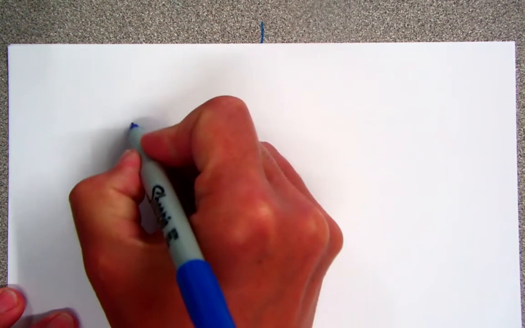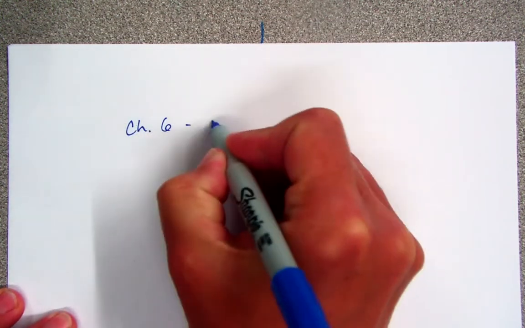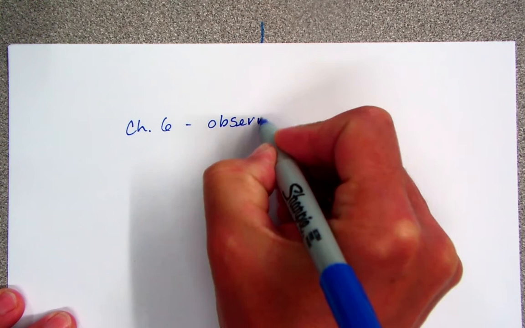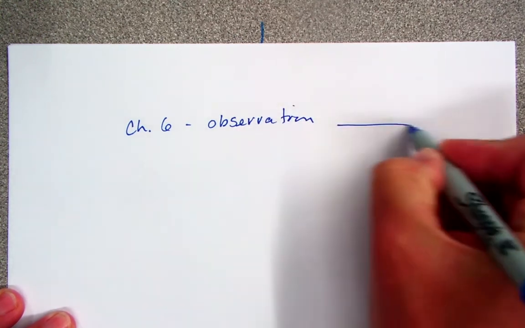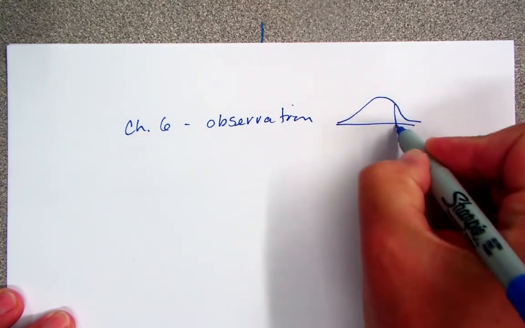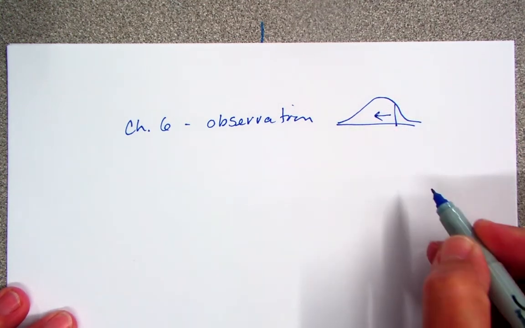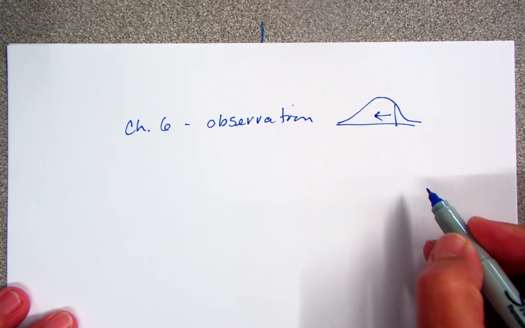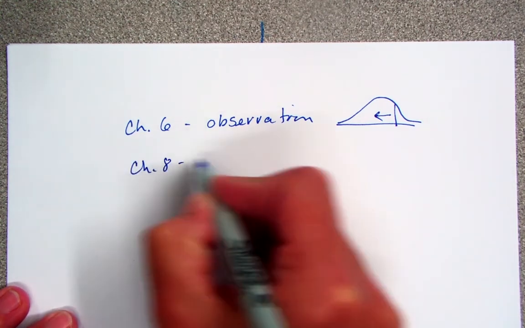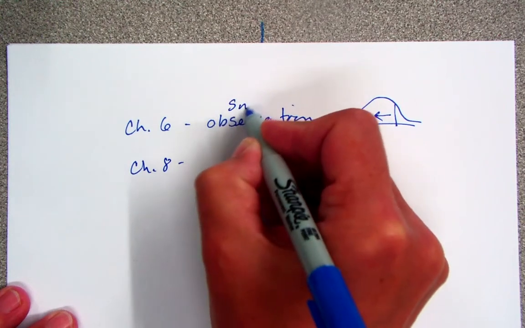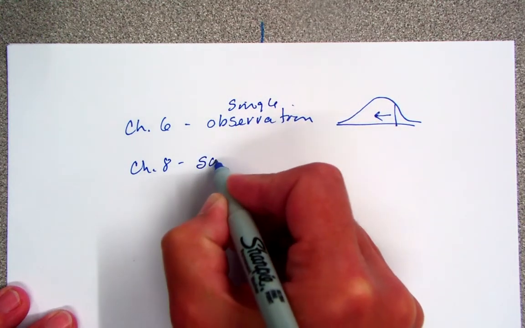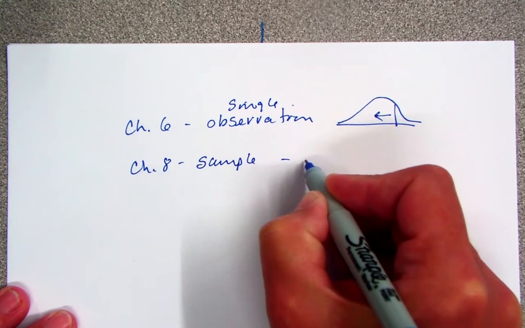So Chapter 8, you're doing basically the same thing you were doing in Chapter 6. If you recall, in Chapter 6, you were looking at a single observation. You were determining where that single observation fell on a curve, and you were measuring the likelihood or probability of somebody shorter than you or taller than you. This time, in Chapter 8, we're going to look at not a single observation, but a sample. A sample gives us more evidence.